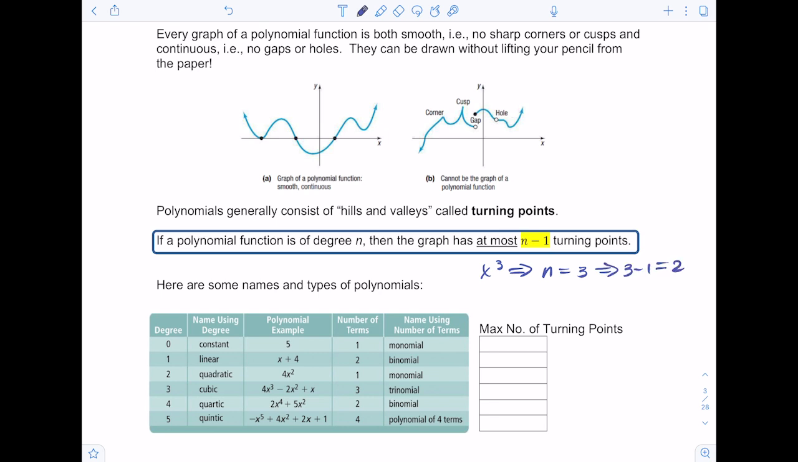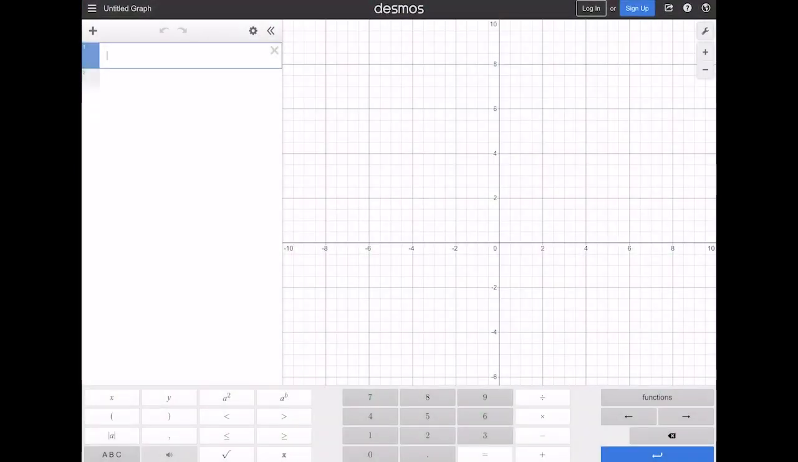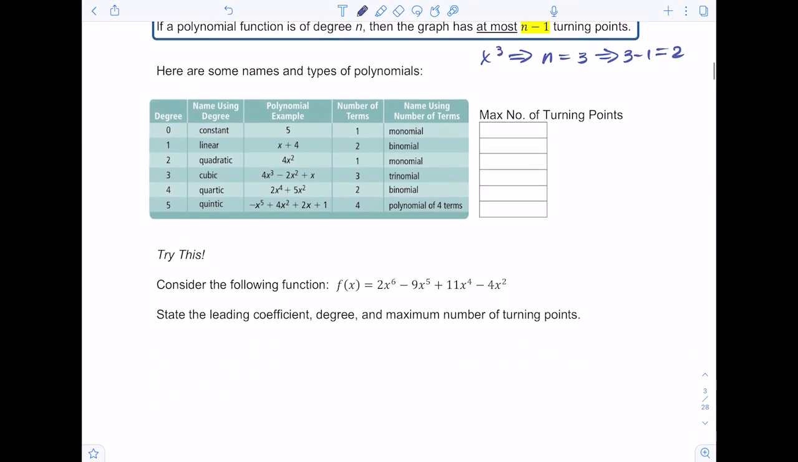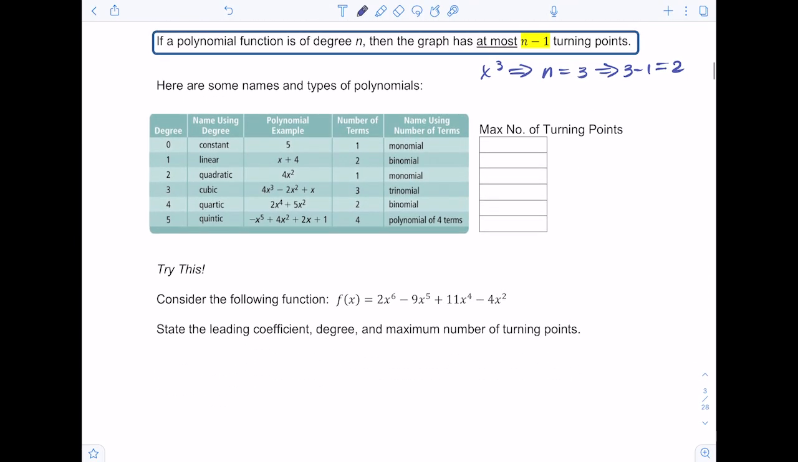If I was to graph an x to the third, you'll see here that it's only going to turn in 2 places. So x to the third looks like this. And in fact, here you can see that there's only one place where it actually turns, right at 0, 0. So keep in mind that's the maximum number of turns.